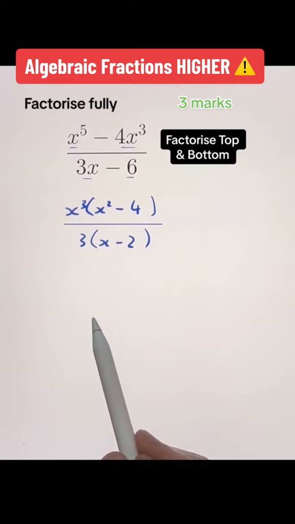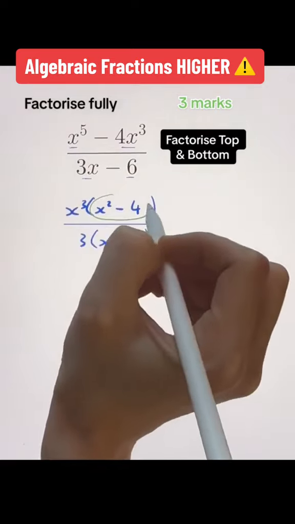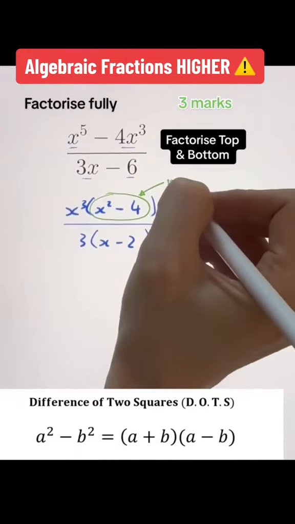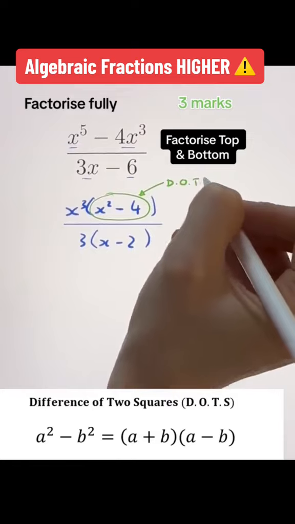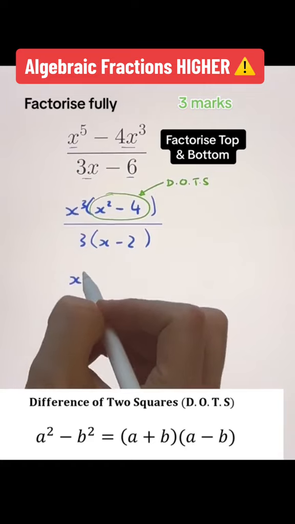As we were asked to simplify fully, looking at the top and bottom of my fraction, I can see I've got no common factors. But I can see that x squared minus 4, I can factorise further, as it's what we call difference of two squares, i.e. a squared term must subtract another squared term. Hence I can leave the x cubed alone on the outside.